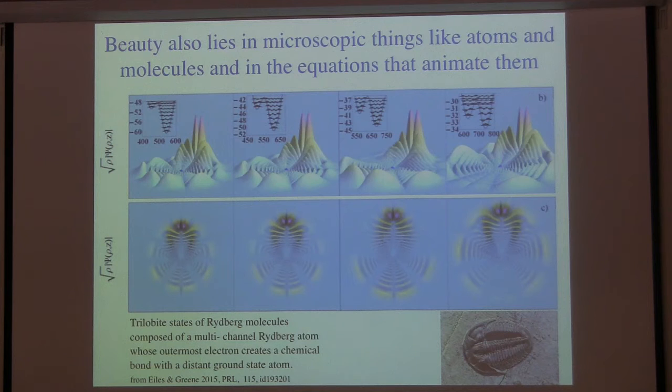And so these contours in the population density, when you take a slice through them, look like the fossils of ancient organisms called trilobites. So anyway, there's lots of beauty in nature, and you can find it even in graphs of wave functions, as well as all of these marvelous things that we see in space. So thank you for your attention.